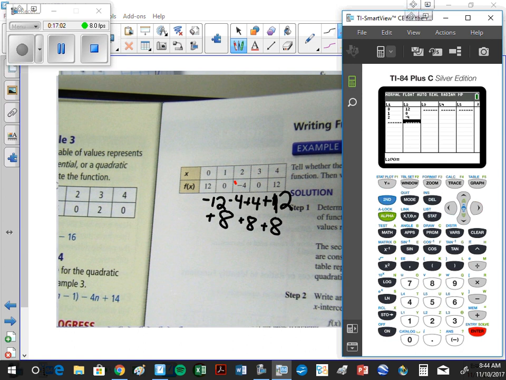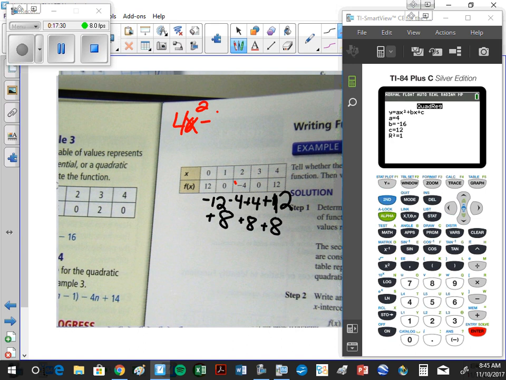Now where do I find the regression lines? Go back into Stat and over to Calc. Which one should I do? Number 5, quadratic regression. And I get 4x squared minus 16x plus 12. Anybody have trouble with that? No? Okay.